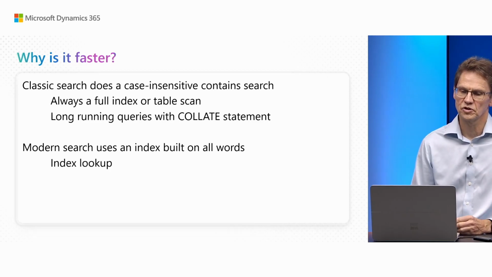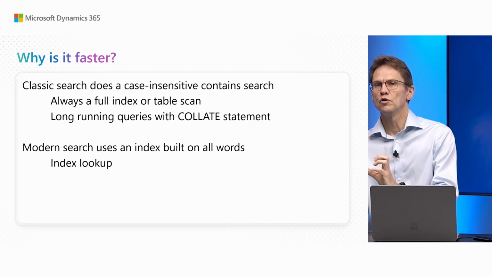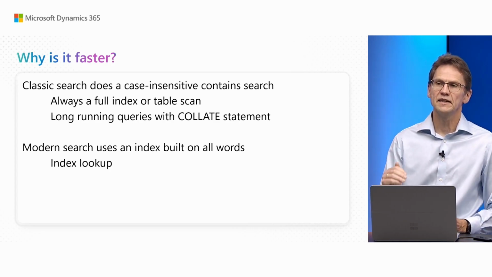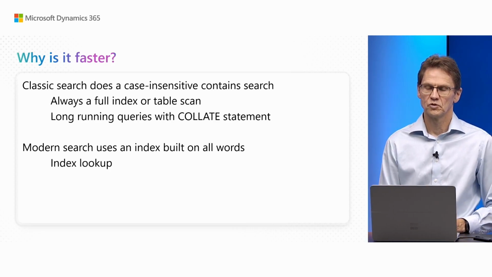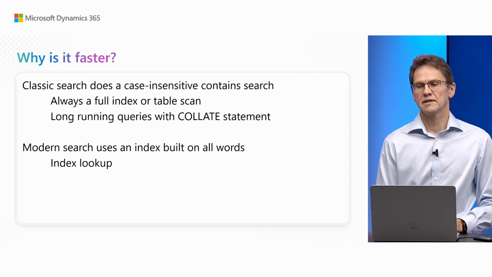The modern search, on the other hand, builds an index on every word. And now you have an indexed lookup into those words. And in general, index lookups are just an order of magnitude faster.